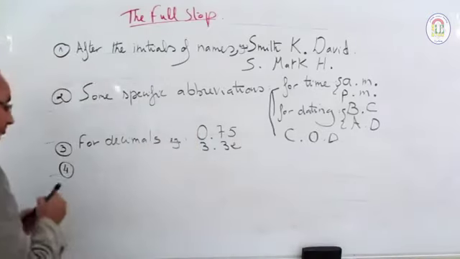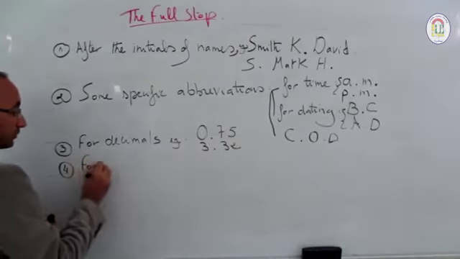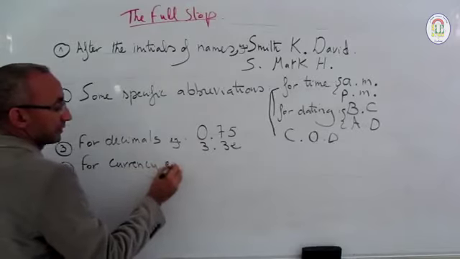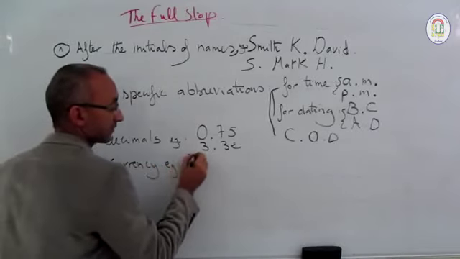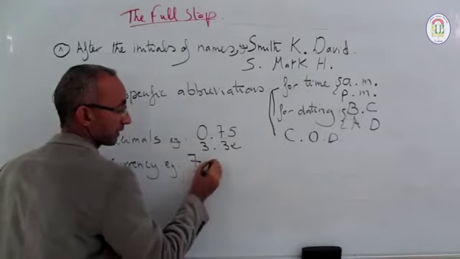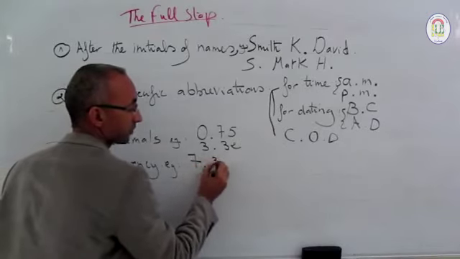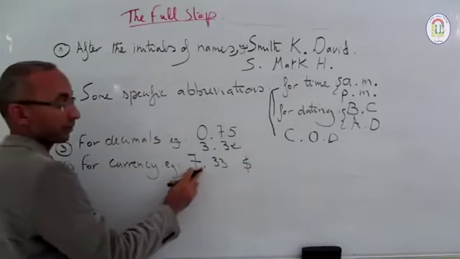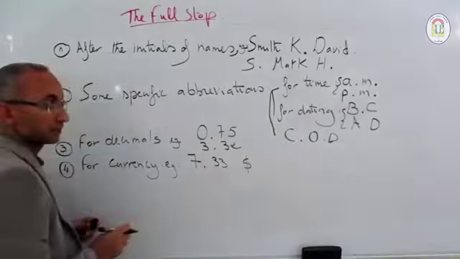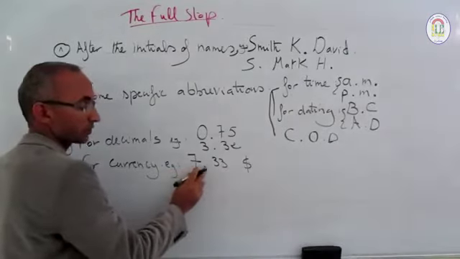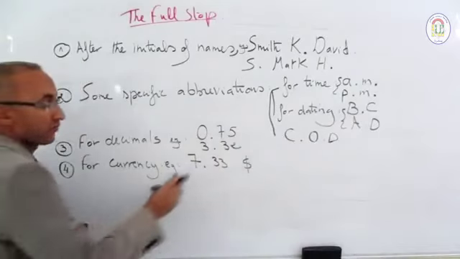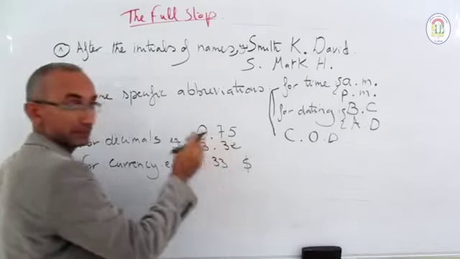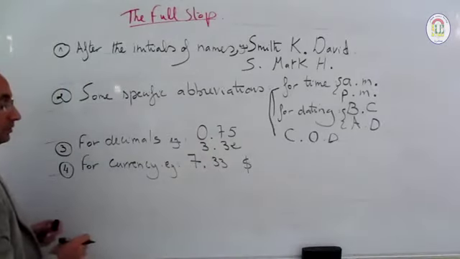For example, for currencies, you write $7.33, that is, seven dollars and thirty-three cents. Clear? Five dinars, 0.05, for instance, centimes, and so forth.